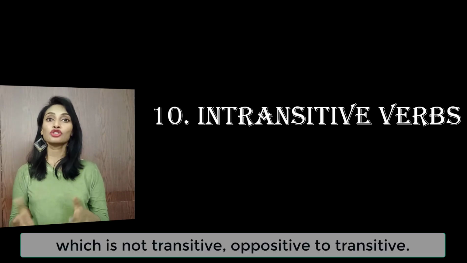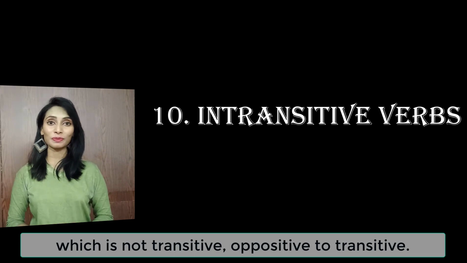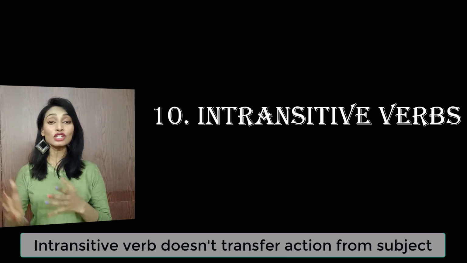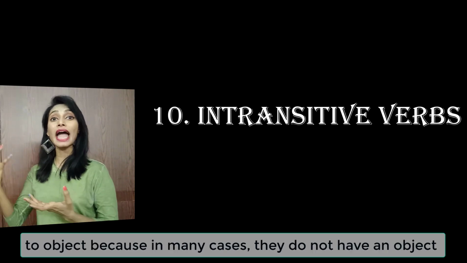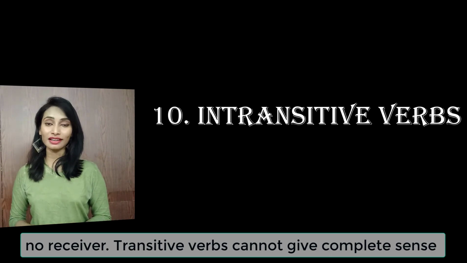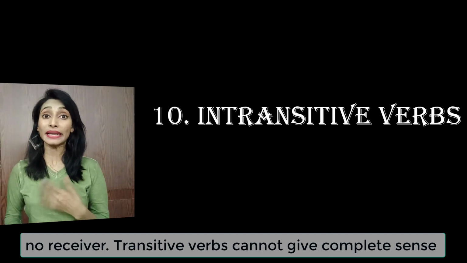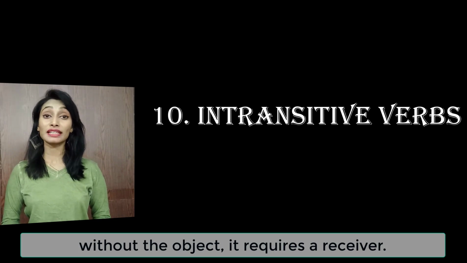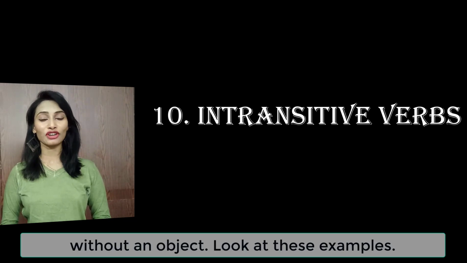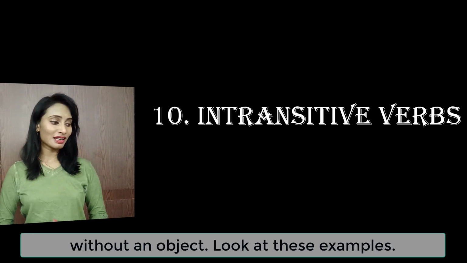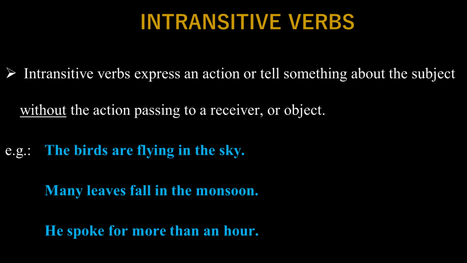Now let's see the last one, intransitive verb, which is not transitive, opposite to transitive verb. Intransitive verb doesn't transfer action from subject to object because in many cases we do not have an object. There is no receiver. Transitive verbs cannot give complete sense without an object. We require the receiver. On the other hand, intransitive verbs can give complete meaning without an object. Look at these examples. The birds are flying in the sky. Many leaves fall in the monsoon. He spoke for more than an hour.